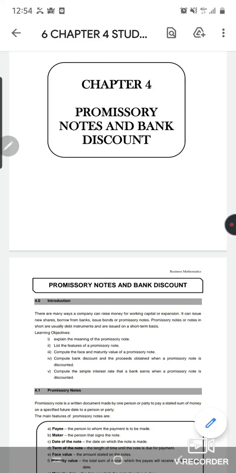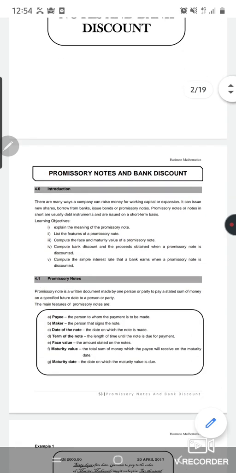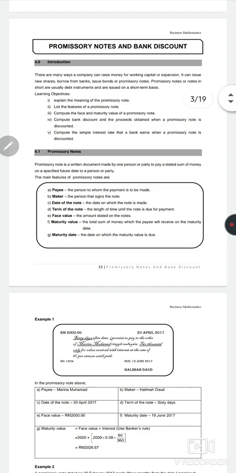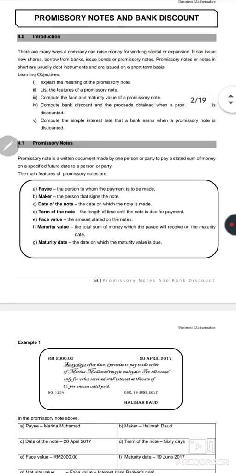Okay, so before this we had done chapters 1 to 3, chapter 3 which is simple interest. Now we continue with chapter 4, promissory notes and bank discount.